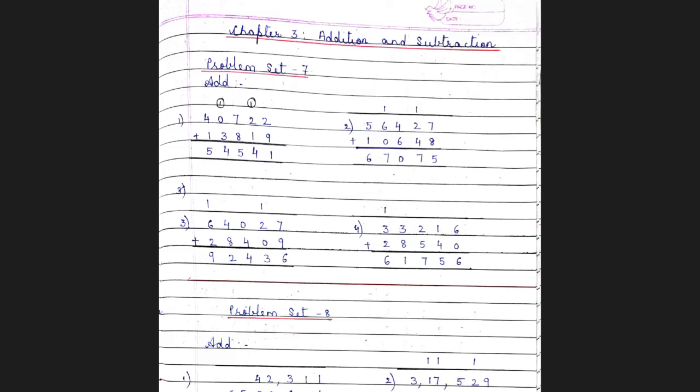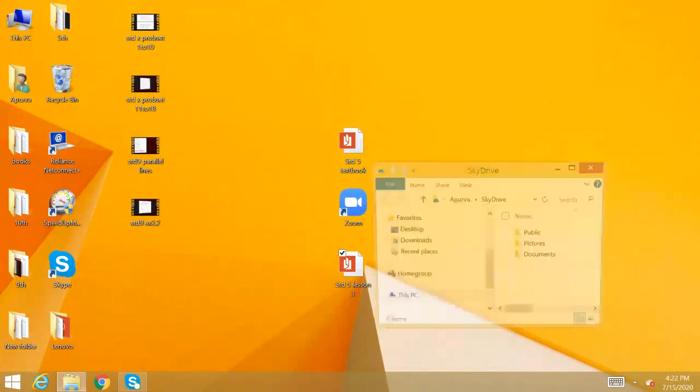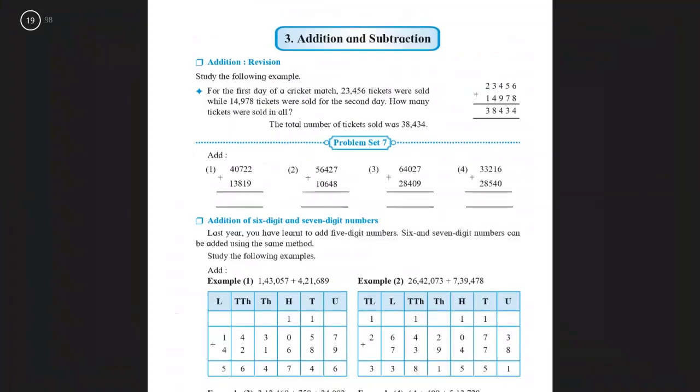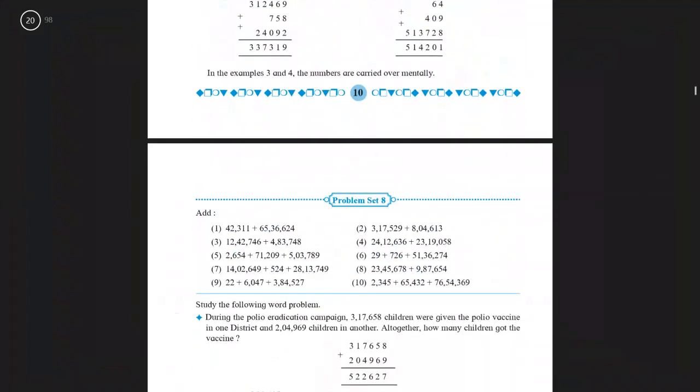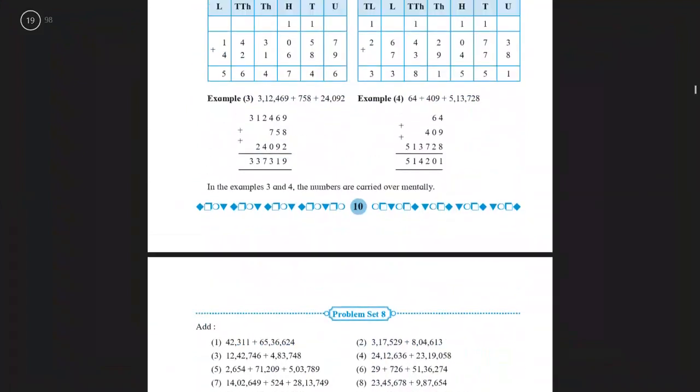Now in your classwork, I hope children you all have completed up to chapter 2. Now as I am solving this over here, you're going to do exactly like this in your classworks. Okay. We go to the next part of the textbook, that is problem set 8, wherein you're going to add 6-digit and 7-digit numbers.